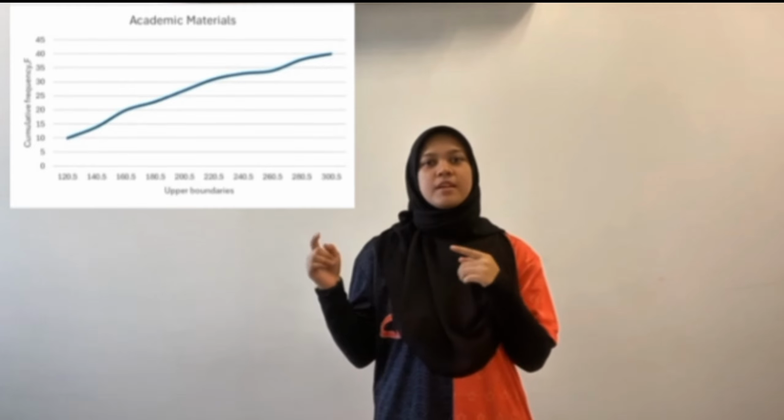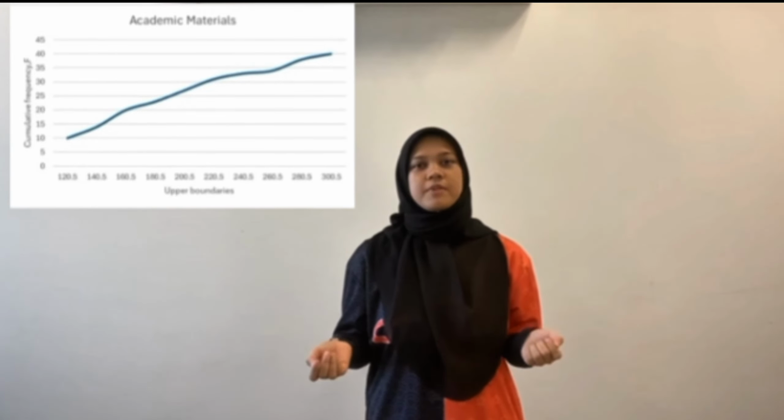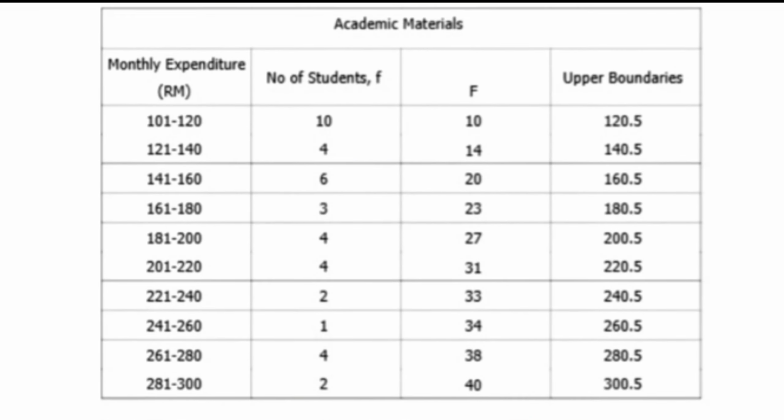Next, I'm going to share this ogive. Now, here's the ogive. We plotted the upper boundaries on the x-axis and the cumulative frequency on the y-axis. From this curve, we can see the general spending pattern of students. To summarize, the highest monthly expenditure recorded is 300 ringgit 56 cents and the lowest is 120.50.